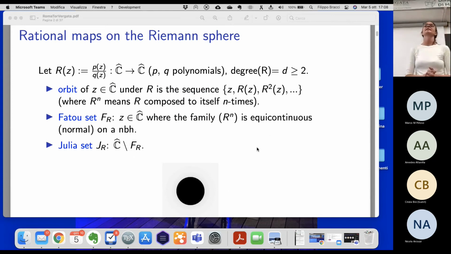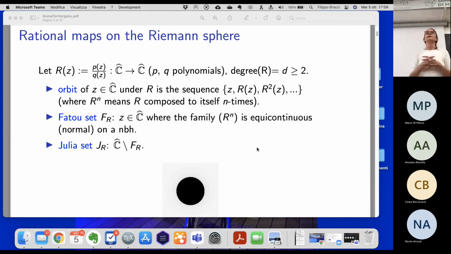if we consider a rational map on the Riemann sphere, and we start iterating this rational map, if it has degree at least 2, because in other cases it's a bit boring, then the action of this iteration gives a partition of the Riemann sphere into completely invariant subsets. One is the set where the action is stable, tame, normal.